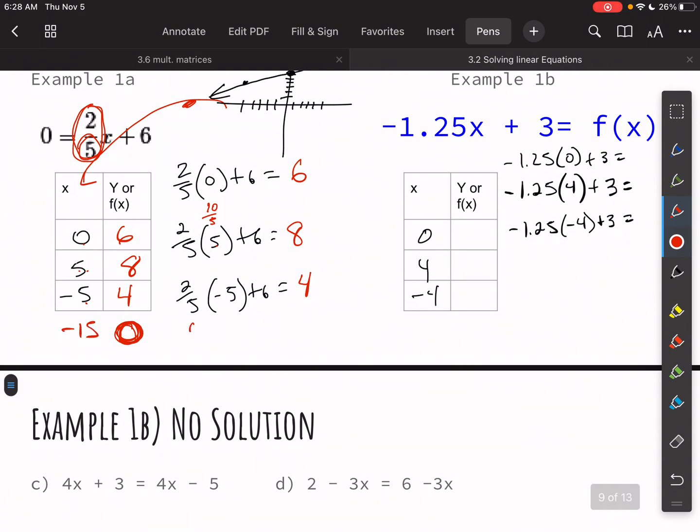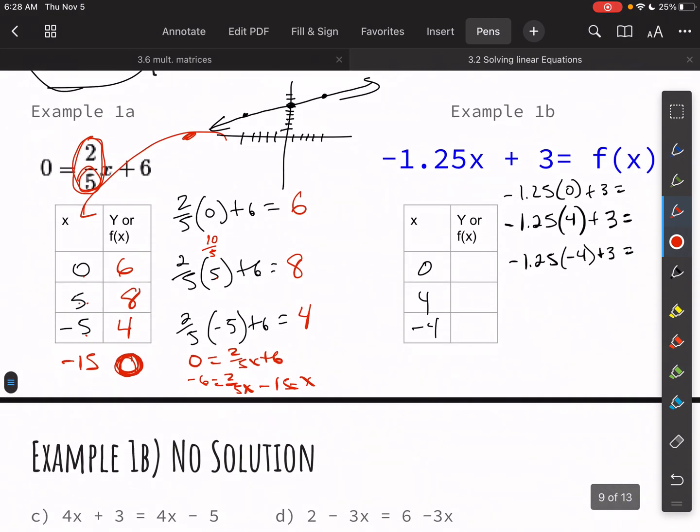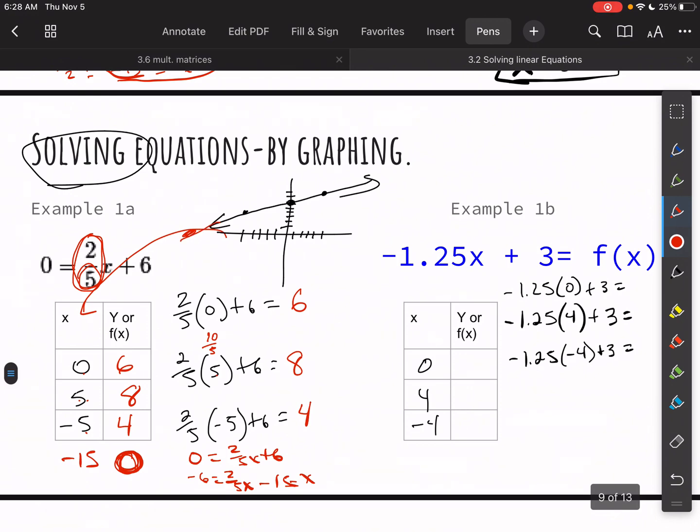Okay, so to show you that again, 0 is equal to 2/5 x plus 6. I'm just going to solve for x. I'm going to move my 6 over. Then I'm going to divide both sides by 2/5, which is the same as multiplying by 5 over 2, and I get x is equal to negative 15 like I did up here. Okay, so I know that the solution happens there. I could also just continue to use my slope to figure that out, but I like knowing exactly where it happens algebraically. So I wanted to show you that.